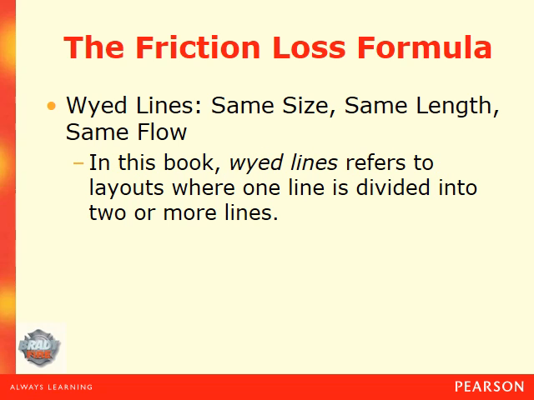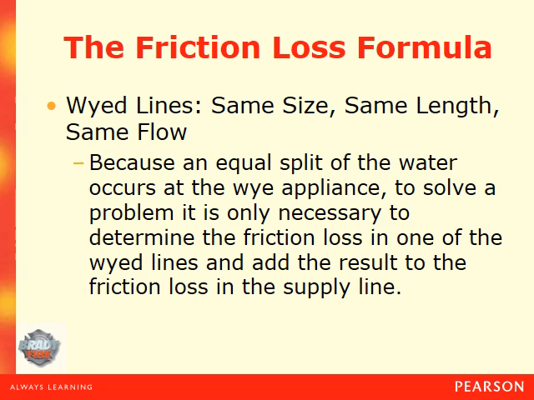Wye lines of the same size and same length and same flow. In this book, wye lines are referred to as layouts where one line is divided into 2 or more lines. Because an equal split of water occurs at the wye appliance, to solve a problem, it is only necessary to determine the friction loss in one of the wye lines and add the result to the friction loss in the supply line.